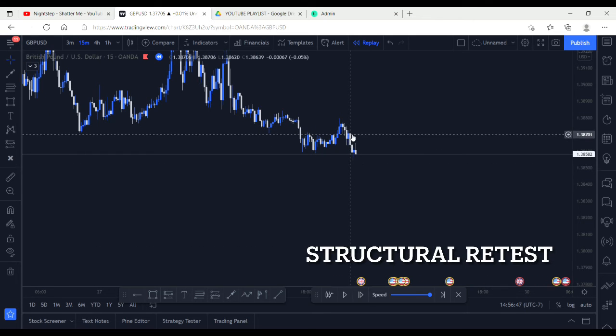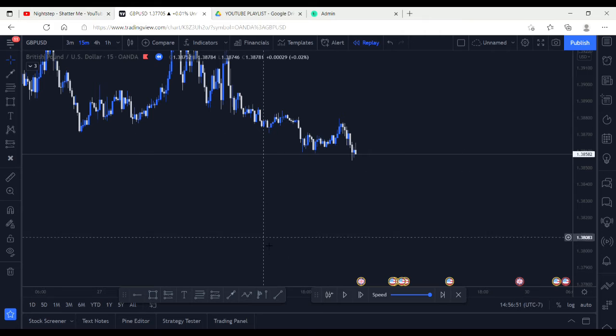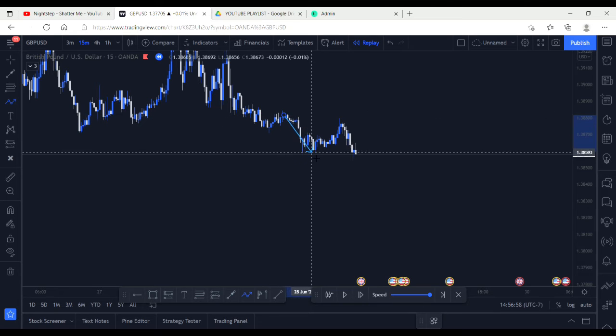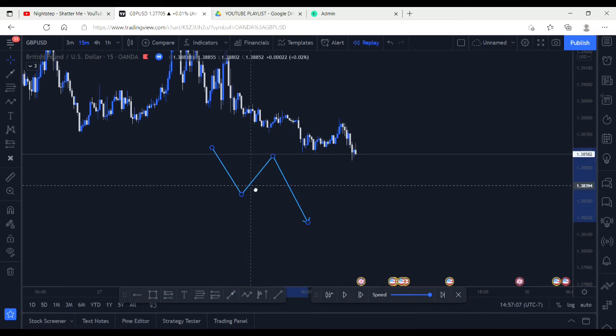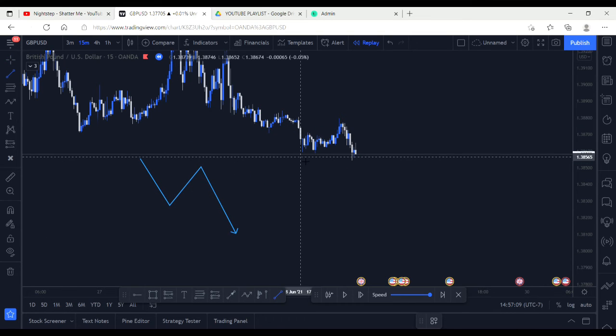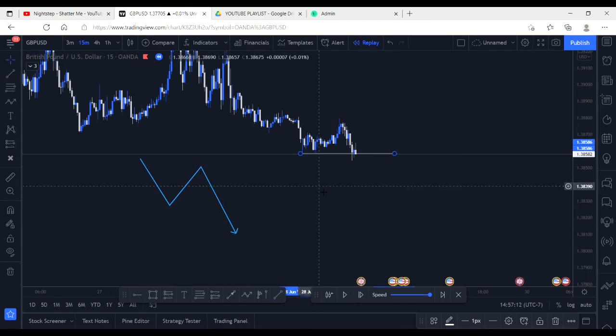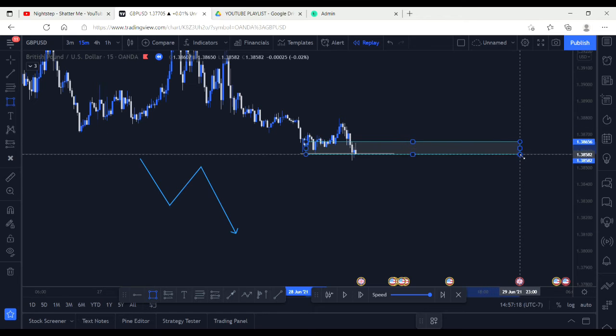Okay, so now it is the structure retest part of the video. So first we're gonna see how structure looks like. So we see that it's making lower highs, lower lows, lower highs, lower lows. So this is pretty much what we're gonna be looking for. Since it's broken this previous low, we're going to wait for a retest of this area right down here. Then we're going to have our candle confirmations.